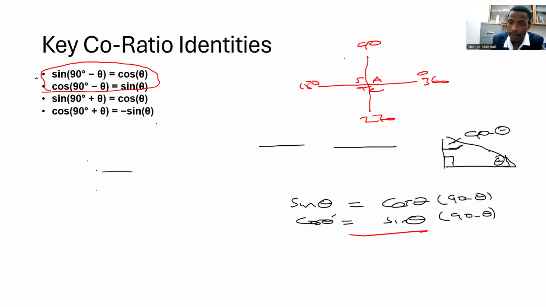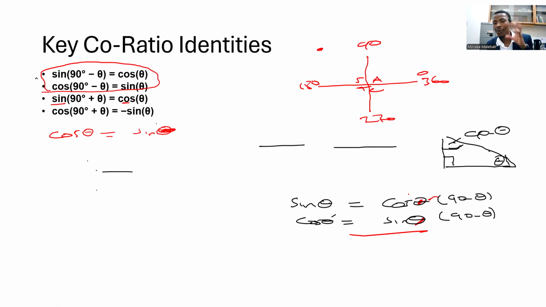Where is 90 plus? It's here. This is 90 plus, right? So sine of 90 plus theta: we know sine's co-function is cos, right? Sorry, what did I do here? We should say cos.